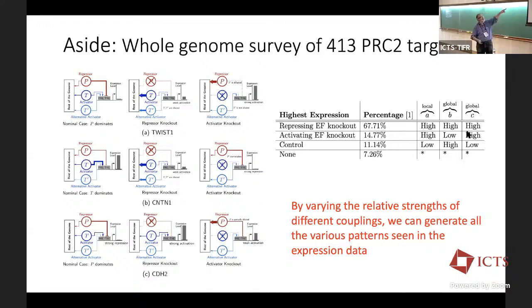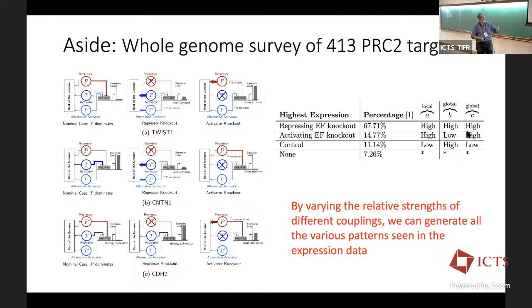So here are 413 targets that were known to have this regulatory motif important in it. And for those particular ones, you can ask a very simple question. I have my baseline cells, the ones where you knocked out the activator, and the ones where you knocked out the inhibitor. If I look at the level of that particular target, what is the ordering of strengths? Is it highest in the baseline? Is it highest when you knock out the inhibitor? Is it highest when you knock out the activator? What's the distribution of those effects?